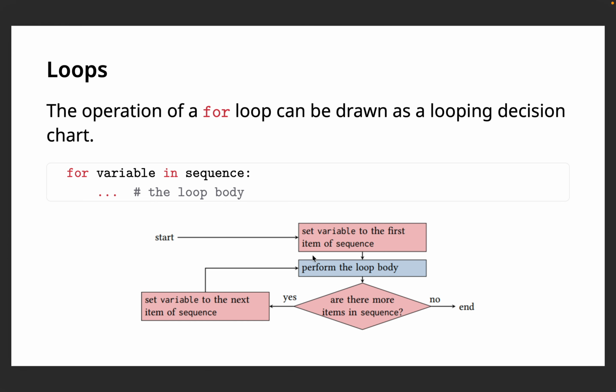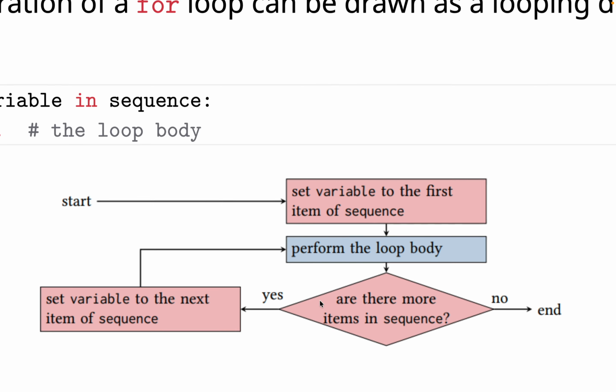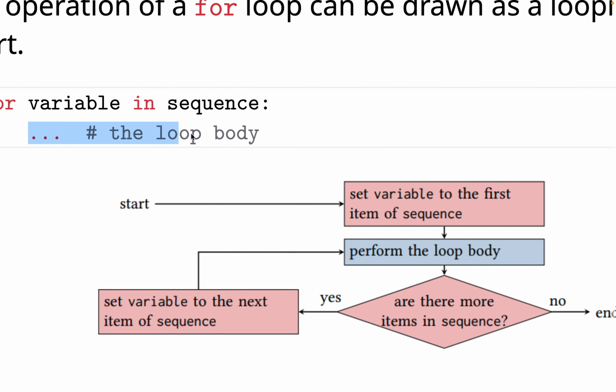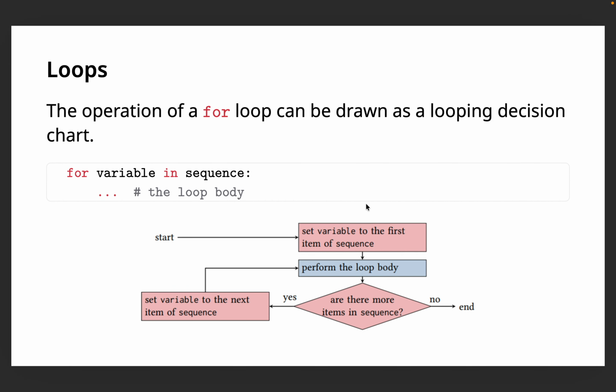So you start over here, you're going to initialize the variable to the first item, then you're going to loop something over and over. So if anything goes on over here, you're going to do that thing. Then you're going to continue iterating over the sequence. If there are more items, you update the variable, then do the loop body again, and so on and so forth. So this is a diagram of how you can visualize a for loop.